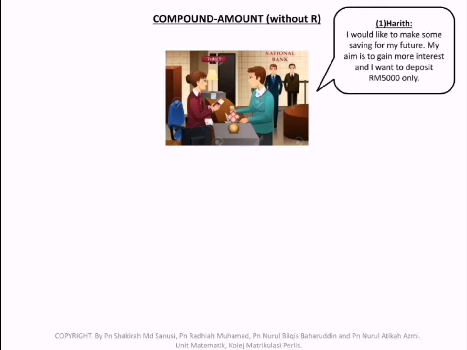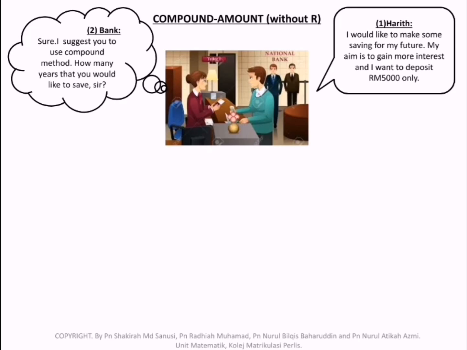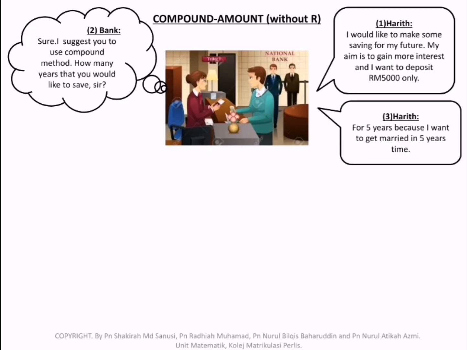Assalamualaikum. Waalaikumsalam. May I help you, sir? Okay, I would like to make a saving for my future. My aim is I want to gain more interest and I want to deposit 5,000 ringgit only. Sure. I suggest you use the compound method. How many years would you like to save, sir? For 5 years, because I want to get married in 5 years' time.